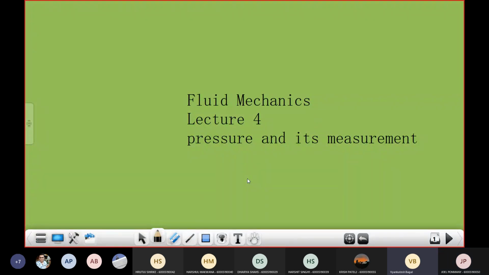Can you see my screen? Yes, sir, it's visible. So fluid mechanics lecture 4, right? So today's topic of discussion is pressure and its measurement. So shall we start? Tell me, shall I start or should I wait?